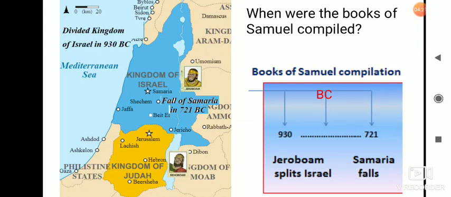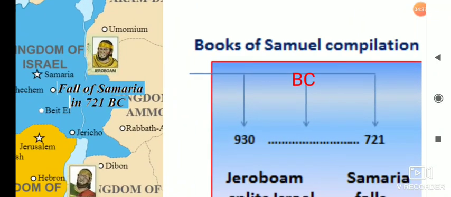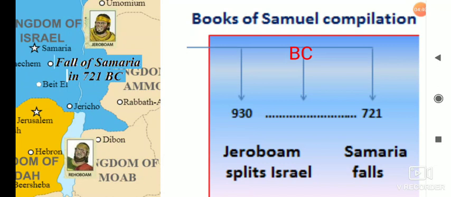However, there does not seem to be any indication in the text that the northern kingdom, Samaria, had fallen. Therefore, it seems best to place the writing of the book of Samuel sometime between the divided monarchy in 930 BC but before the fall of Samaria in 721 BC.